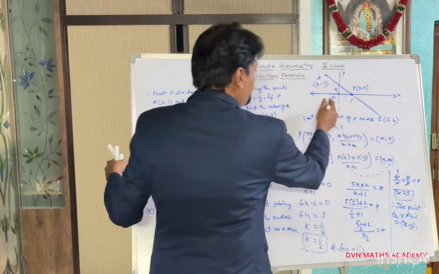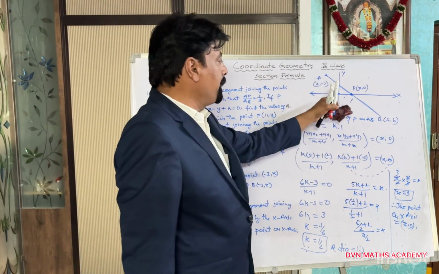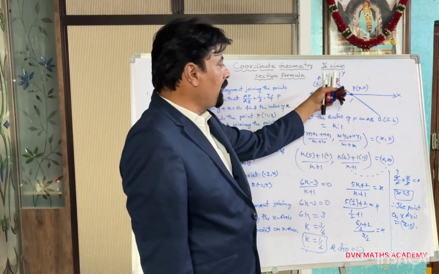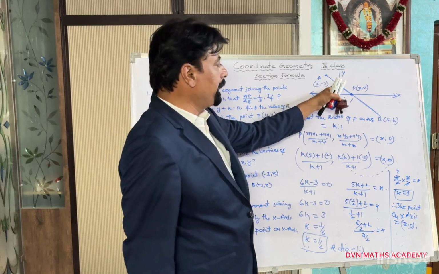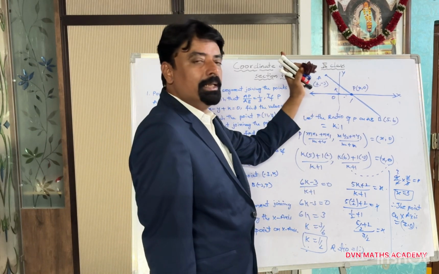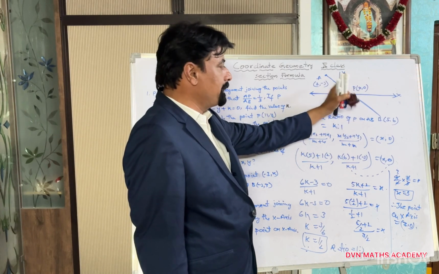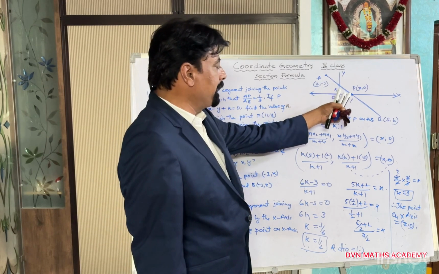So this is a very interesting question, and it is asked many times in your exam. Sometimes you will be asked to find the point on the y-axis, which means the point should be 0 comma y. Then you apply the same thing and you will get the point on the y-axis. But in this question it is given that the point is on the x-axis, that's why I took it as x comma 0. And the ratio I assumed as k is to 1.